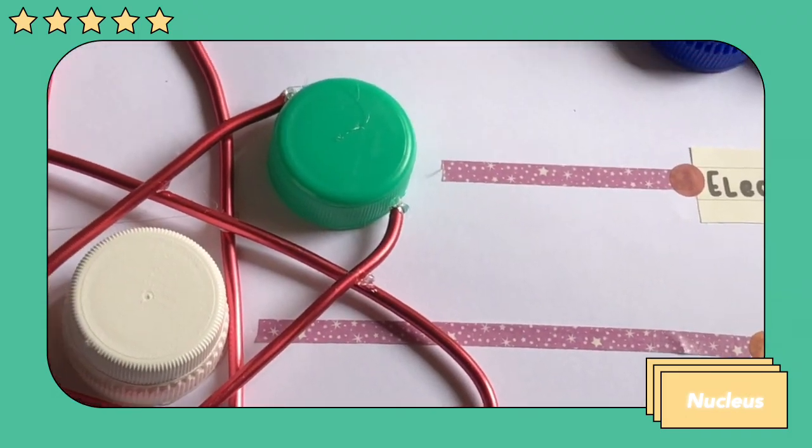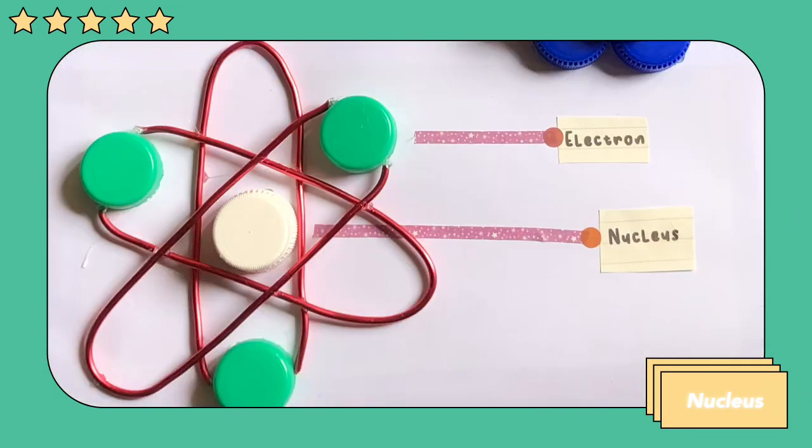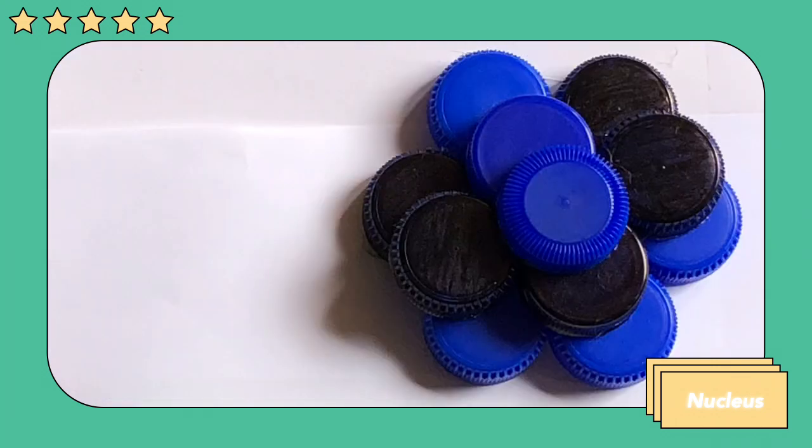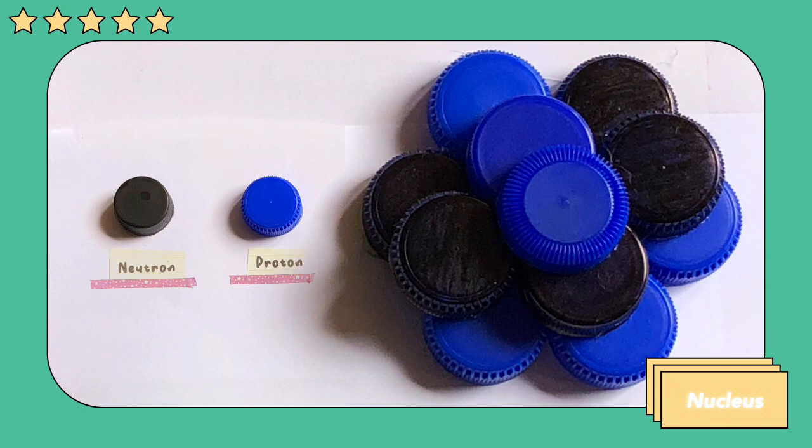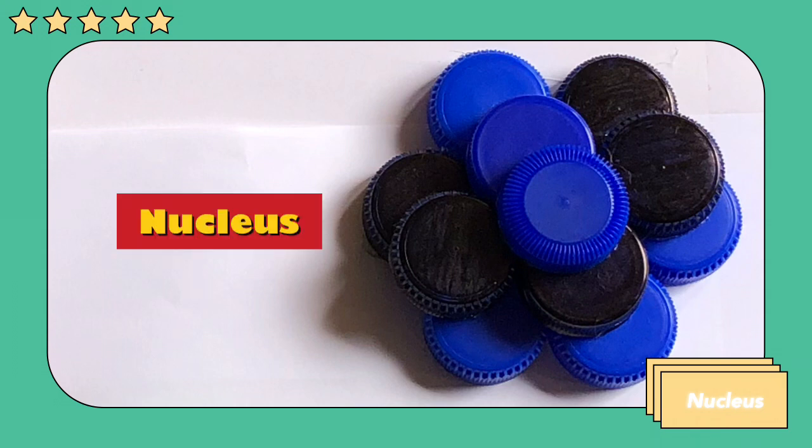Now we know that an atom consists of a nucleus. What is a nucleus? The nucleus is basically a positively charged region at the center of the atom. As you can see here, this is the nucleus. An atomic nucleus consists of nucleons, which are made up of positively charged protons and neutrons. From our model, the black particle represents the neutron, while the blue particle represents the proton, and together they form a nucleus.